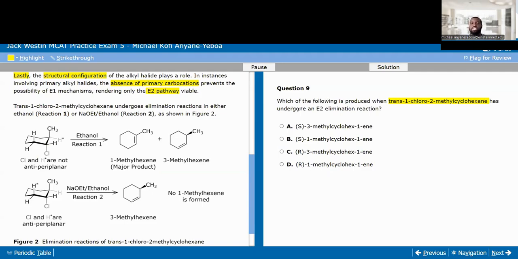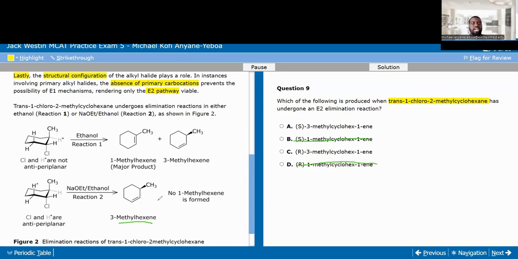So it has undergone an E2 elimination reaction, so it's going to probably produce 3-methylcyclohexene. The question now is, which one is the right answer? So anything that says 1-methylcyclohexene, cyclohexene is out. This is going to be 3-methylcyclohexene, right? That's going to pass. The question now is, is it an R or is it an S?